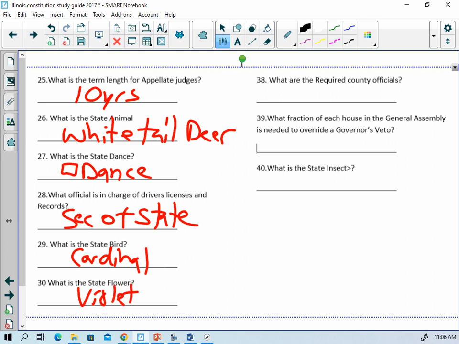What are the required county officials? We don't have to do that. What fraction of each house of the General Assembly is needed to override a governor's veto? 3 over 5. What's our state insect? Monarch butterfly. The monarch butterfly.